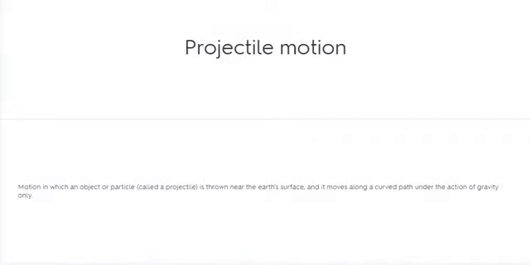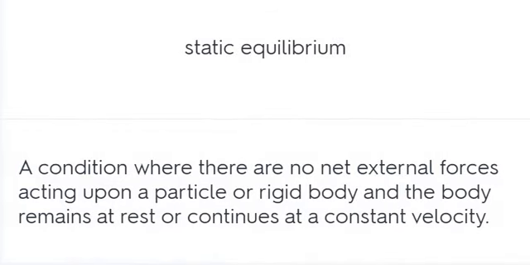Projectile motion. Motion in which an object or particle is thrown near the Earth's surface and it moves along a curved path under the action of gravity only. Static equilibrium. A condition where there are no net external forces acting upon a particle or rigid body and the body remains at rest or continues at a constant velocity.